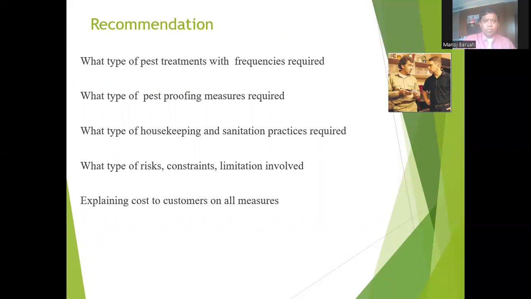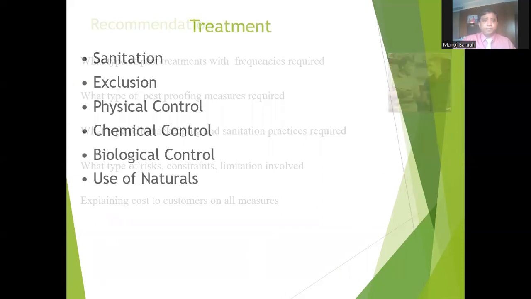Recommendations. So what type of pest treatments, what kind of frequencies, what pest proofing measures, what should be the best housekeeping and sanitation practices, what are the risks, constraints, limitations. Not only while designing, we should know these limitations. So we have to move ahead of the limitations, and we have to make our customers aware that these are the issues, and these may have this kind of repercussions.